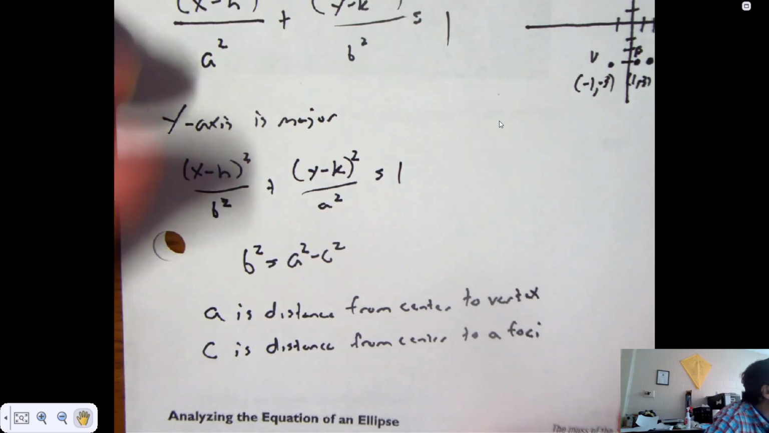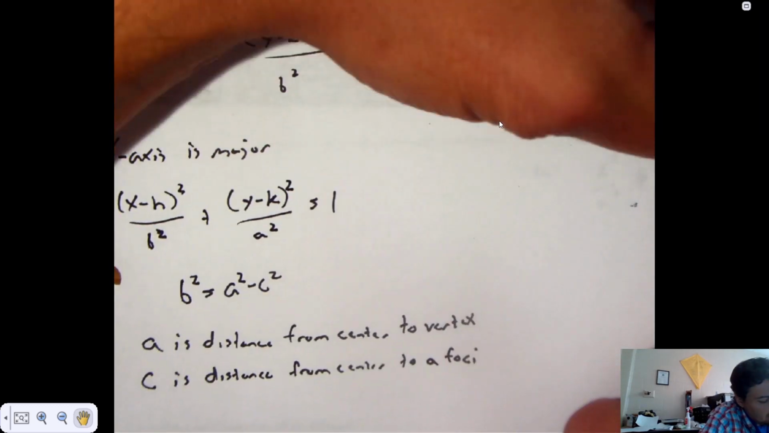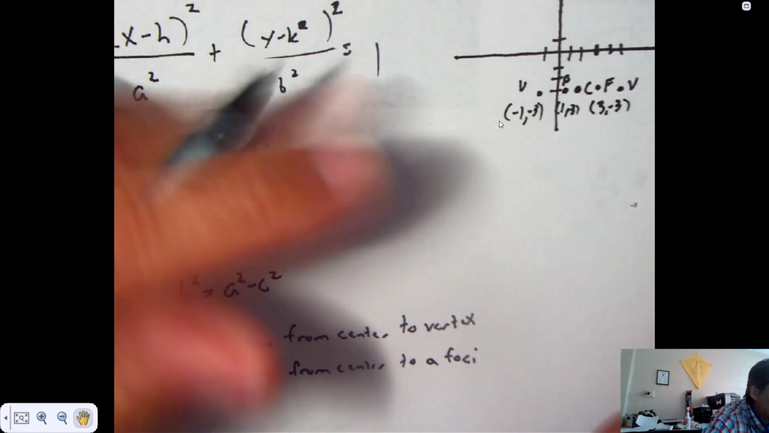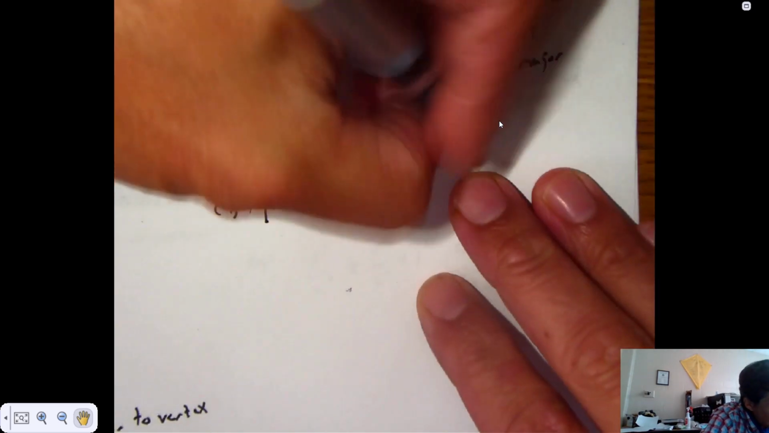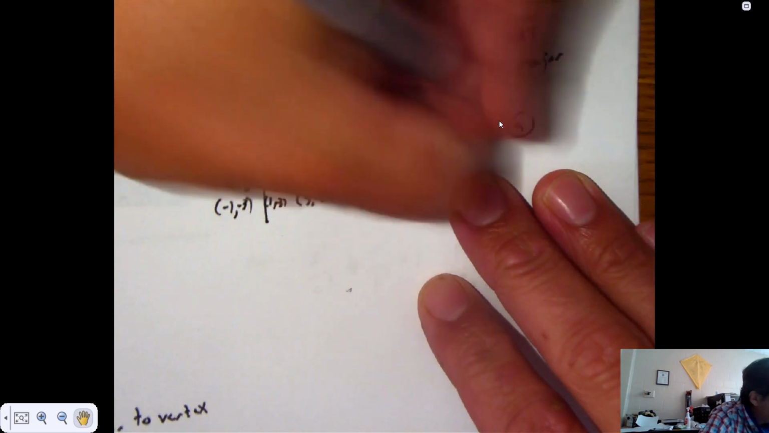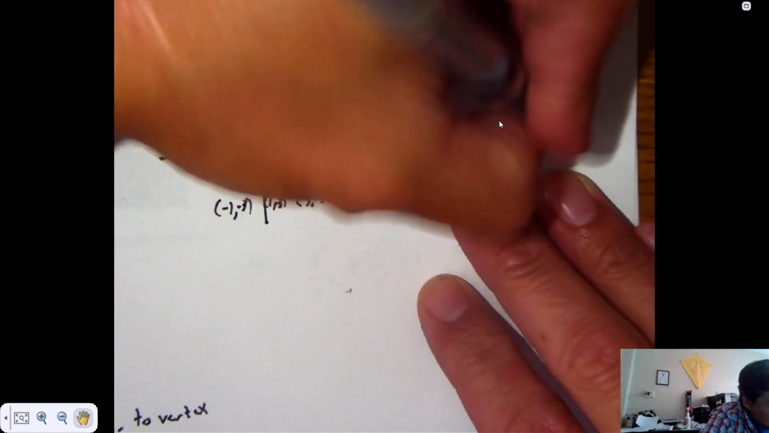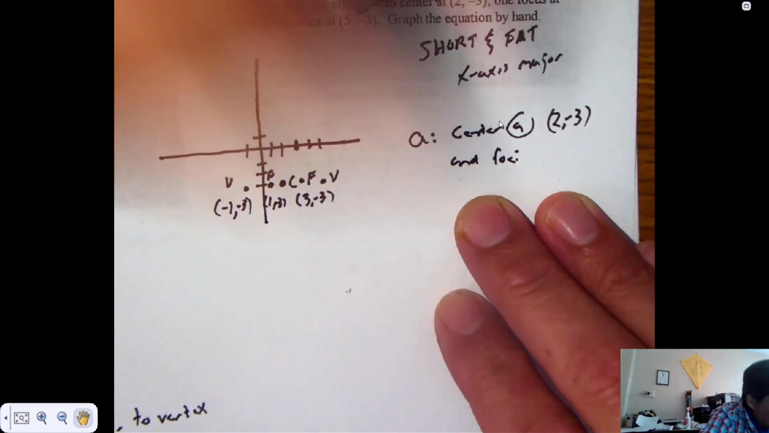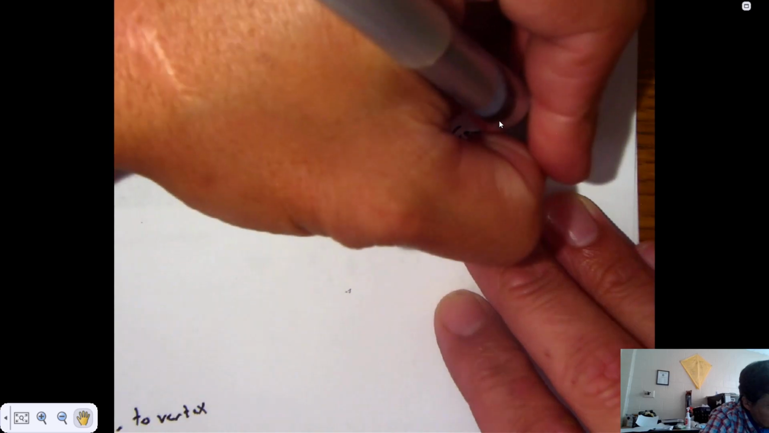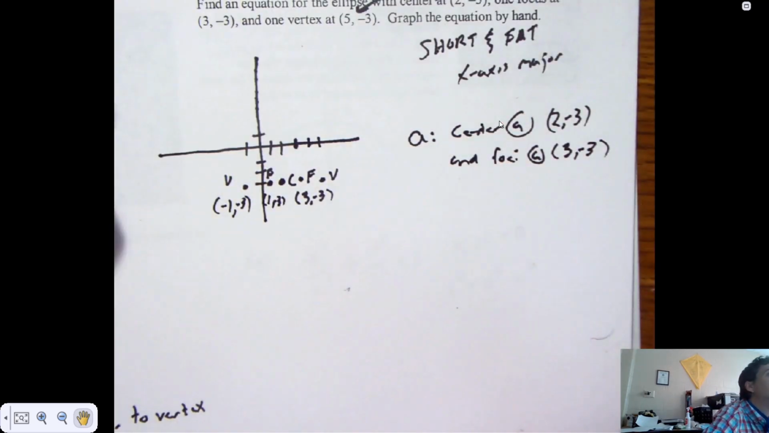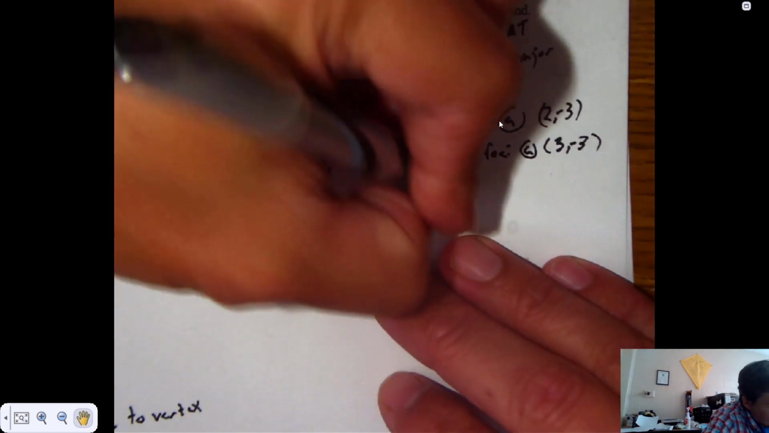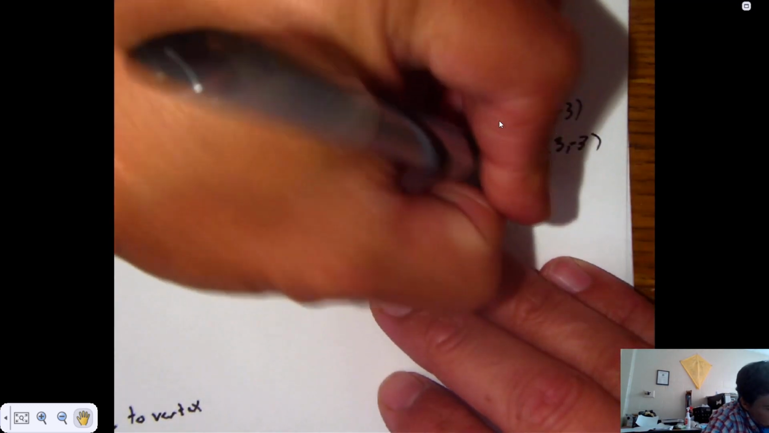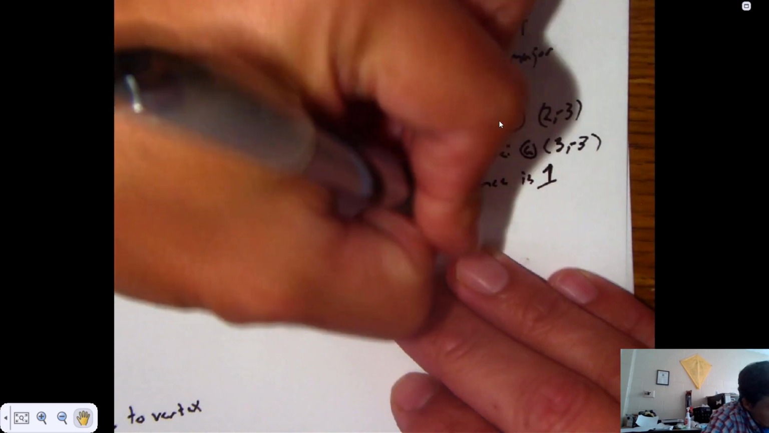So we'll go back and we'll pick out A. So when we talk about A over here, we have a center at 2, -3 and a foci at 3, -3. What's the distance between those two things? 1. The distance is 1. So A is 1.